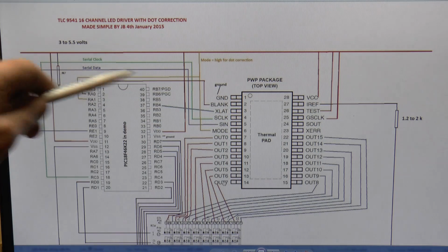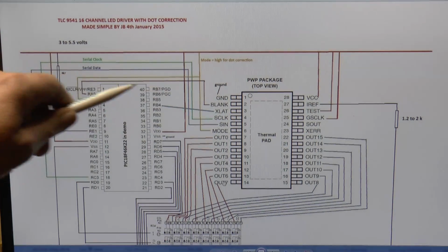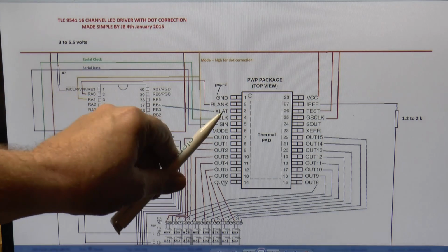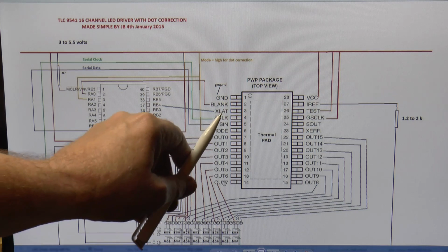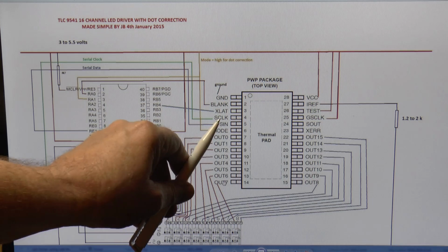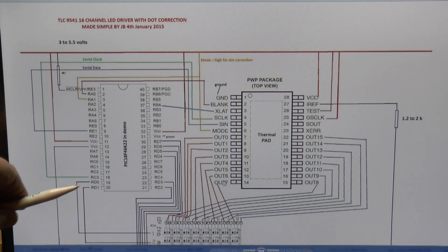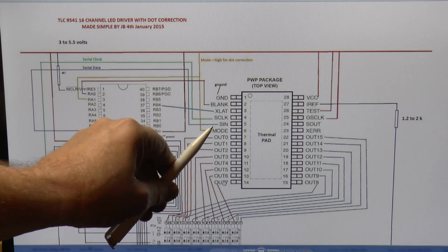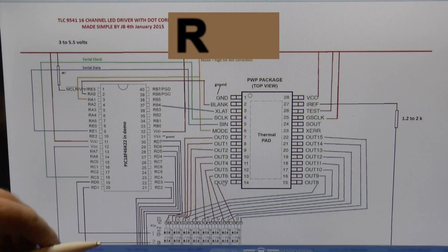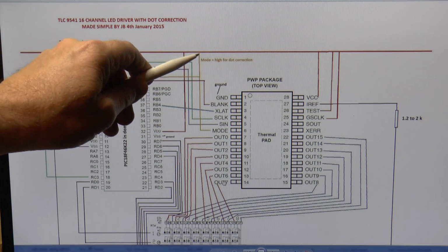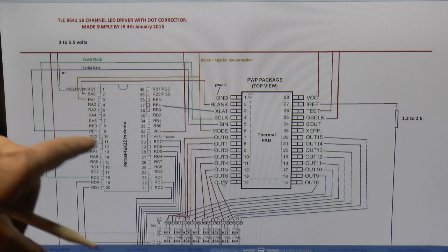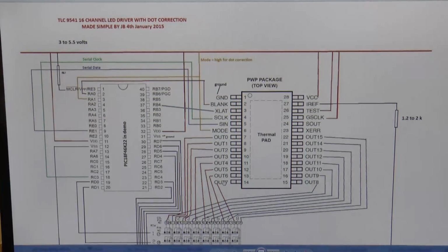Ground, a blank pin, I've got to RA0. The X latch, or XLAT, that's a latch to latch the data in. I've got it wired to RB4. Serial clock, I've got on RC3. That's a serial in 6-bit words. I've got it on RE2. The mode you can wire to the supply. If you're changing the mode to grayscale, you need to pull it down to ground, so that's why I've actually got it running to the PIC as well.